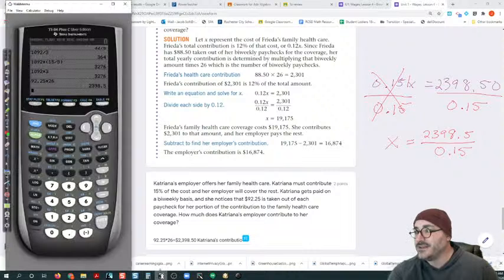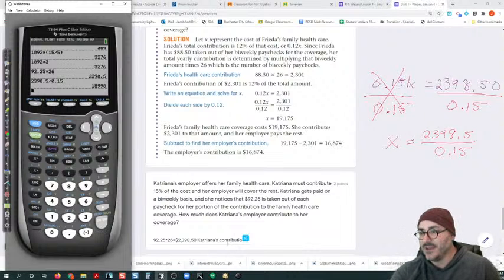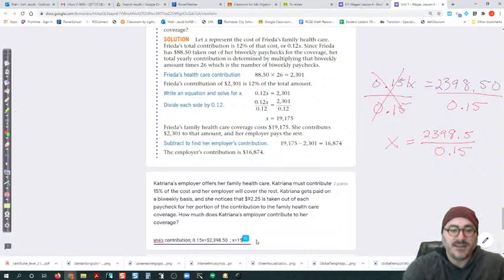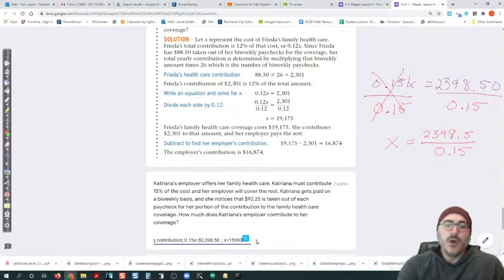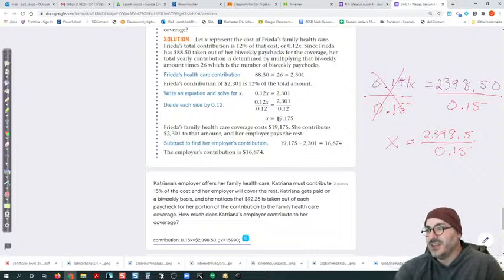Now I throw that in the calculator, the math machine. $2,398.50 divided by 0.15 is 15,990. X is equal to 15,990. Now we have this number here, which is essentially equal to that number there.